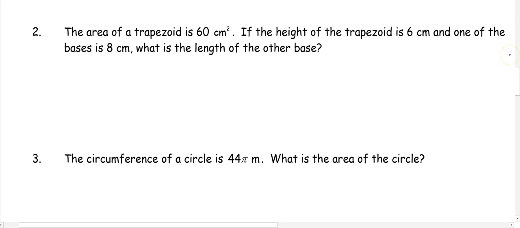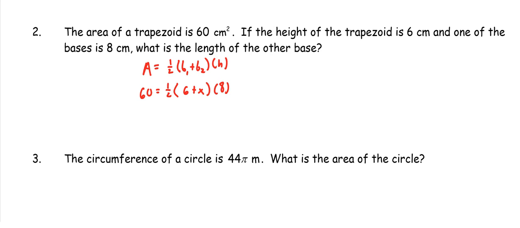Number 2, the area of a trapezoid is 60 centimeters. If the height of the trapezoid is 6 and one of the bases is 8, what is the length of the other base? Remember that the area of a trapezoid is 1/2 times base 1 plus base 2 times the height. So we have 60 equals 1/2 times the base, which is 6, plus the other base that we'll call x, times the height of 8.